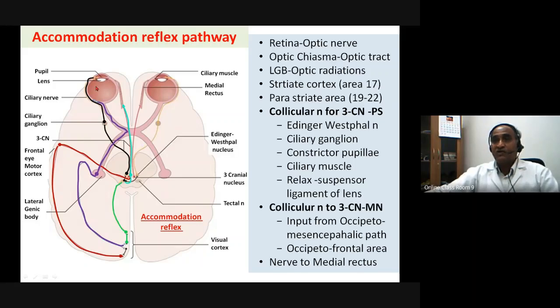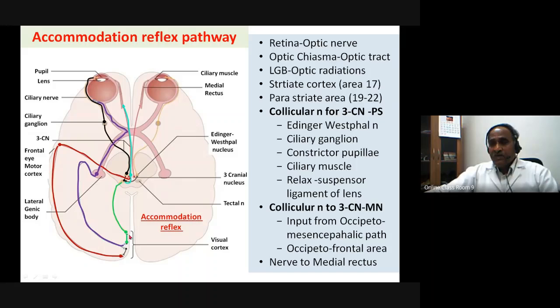So this is what this pathway is doing, going from the tectal nucleus into the Edinger-Westphal nucleus and then onward. The main input comes from the visual cortex. What's happening here? There is a constriction of the pupil and then increased convexity of the lens.